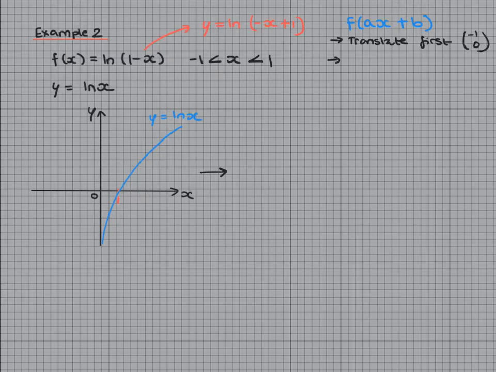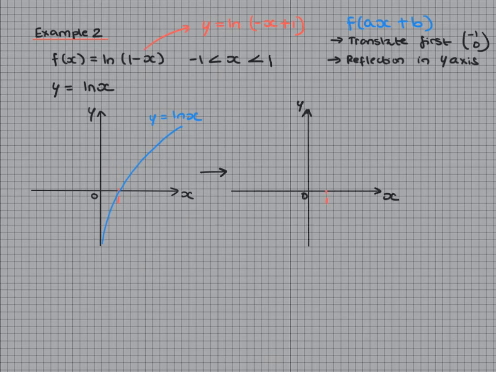And you could think of this as a stretch in the x direction with a scale factor of -1, but a more common way of thinking about that is to think of this as a reflection in the y-axis. So both of these affect the x-coordinates, but the translation has to happen first. So that's the first thing we're going to sketch.